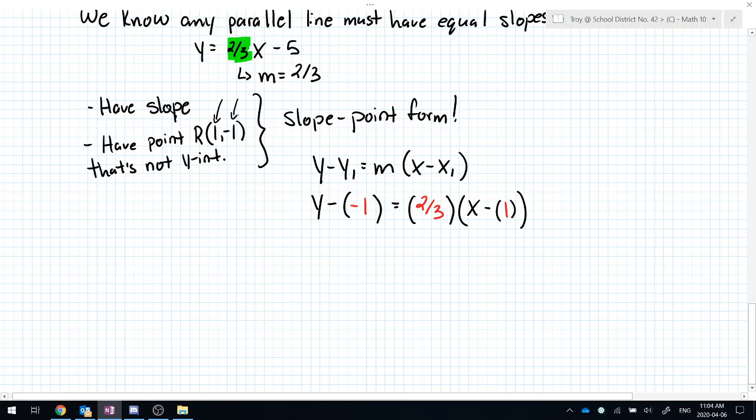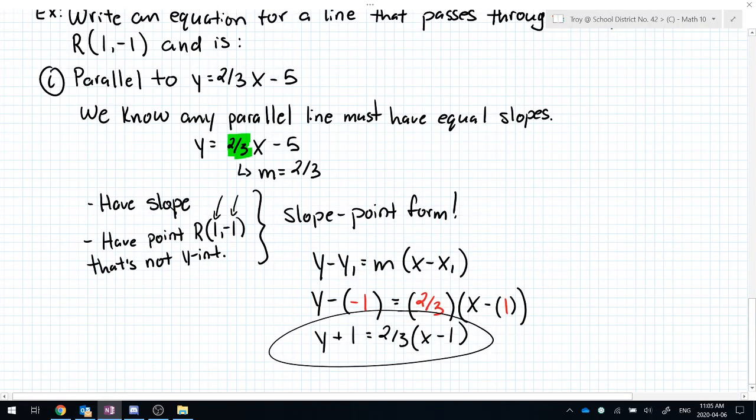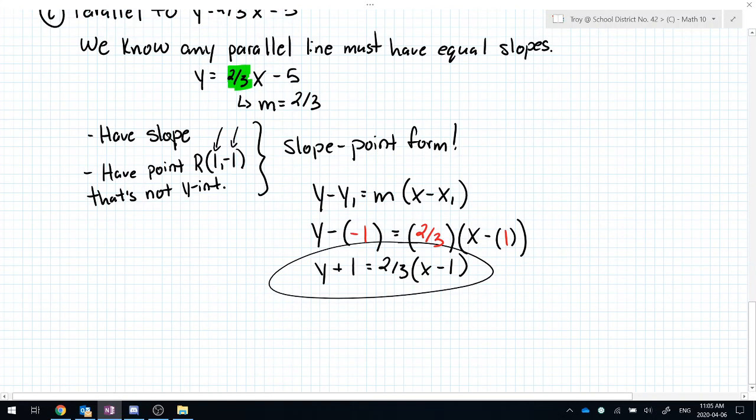All right. So I can simplify this a little bit. So this line is going to be y + 1 = 2/3 x minus 1. So that's the equation of a line that's parallel to the line 2/3 x minus 5, and also goes through the point 1, -1.